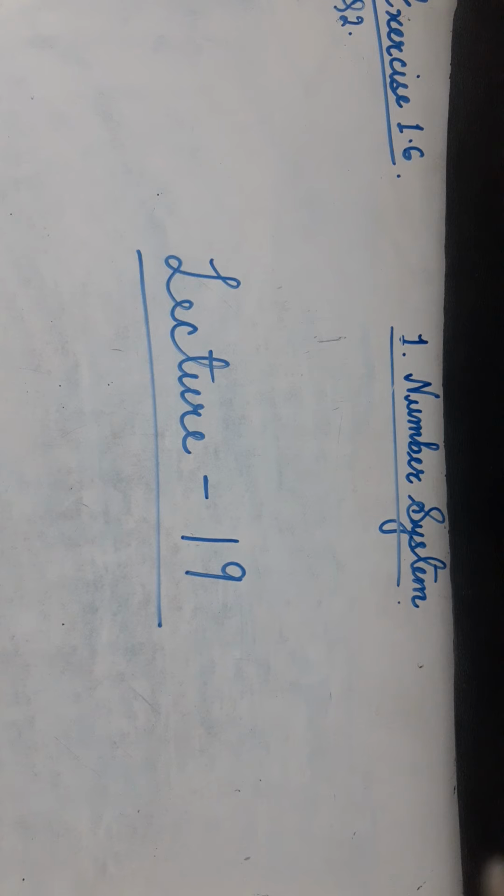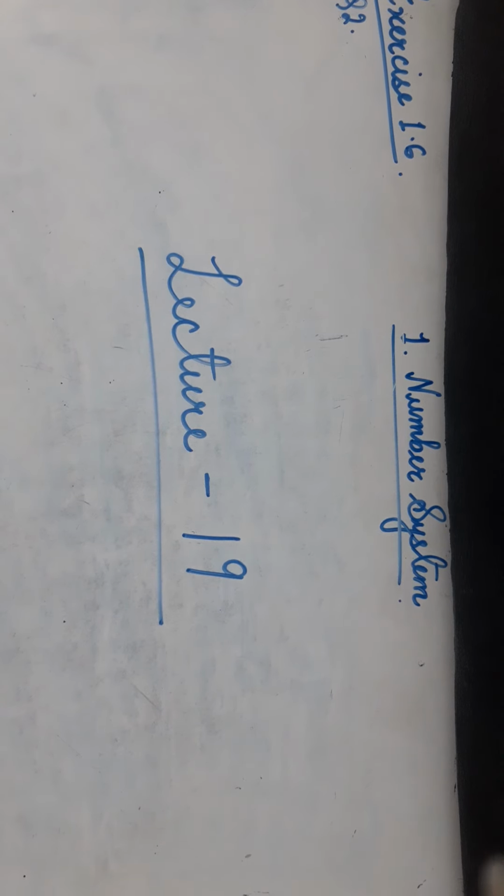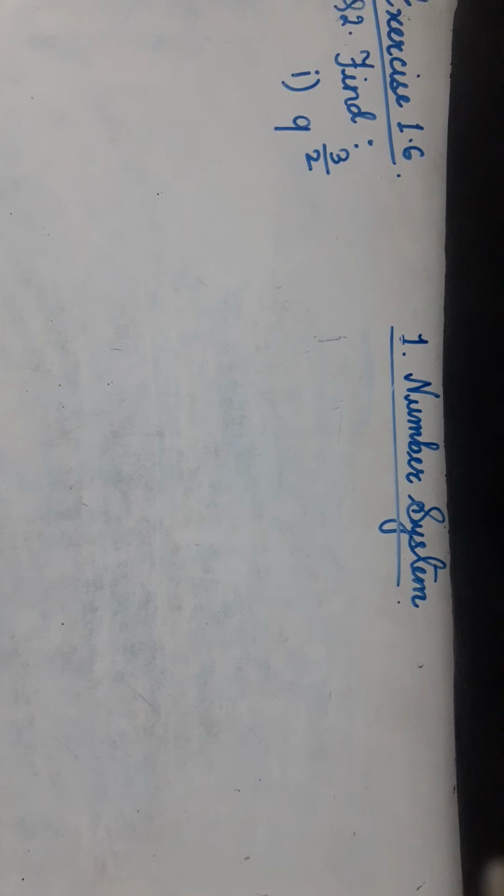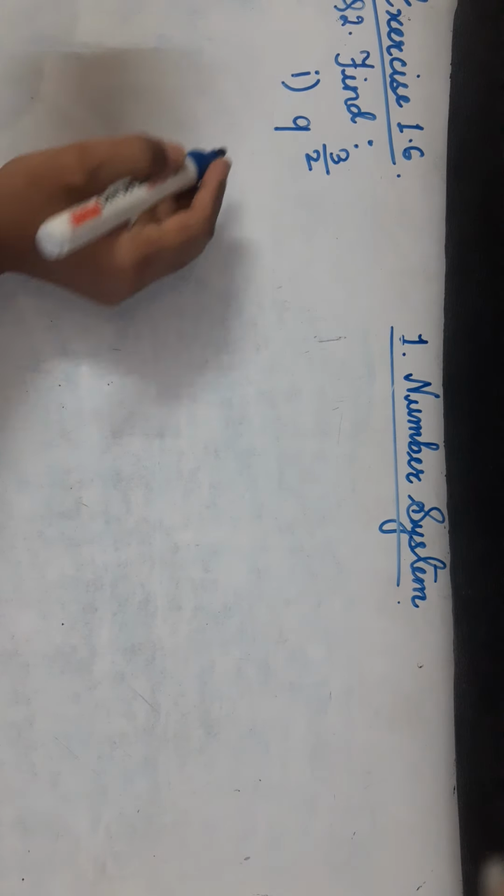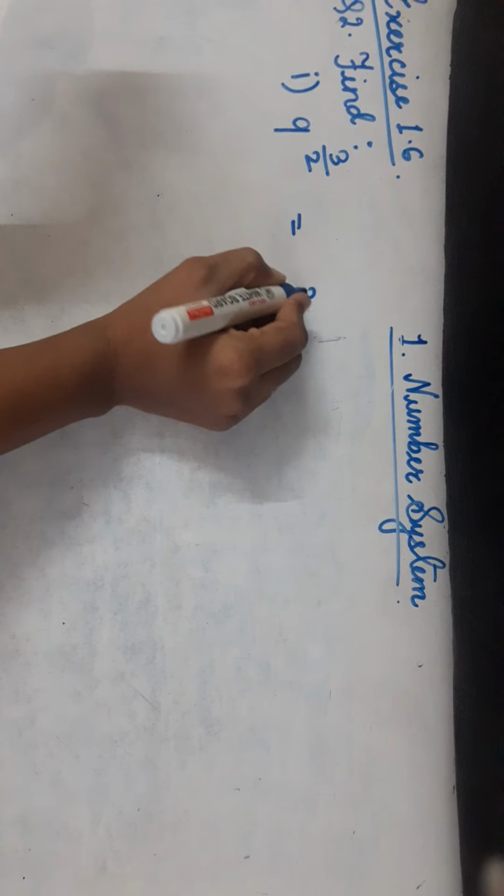Today we are going to continue with the next question of exercise 1.6. So, the next question is: find 9 raised to 3 by 2. Now, if you can see, we can write 9 as 3 square.